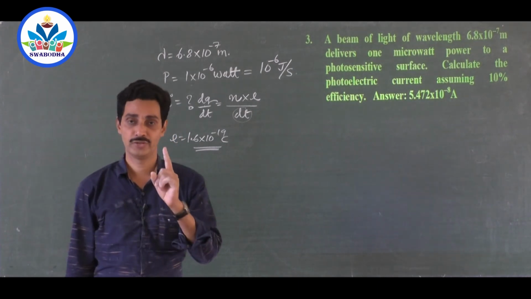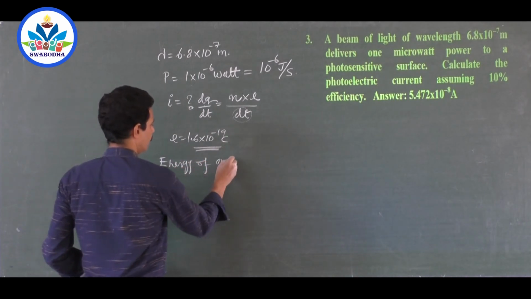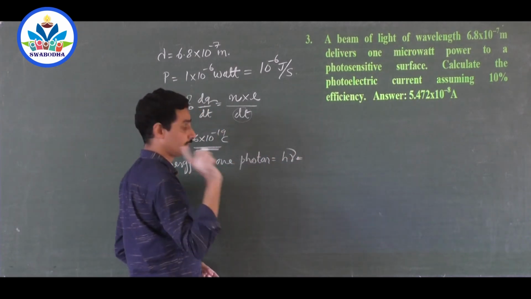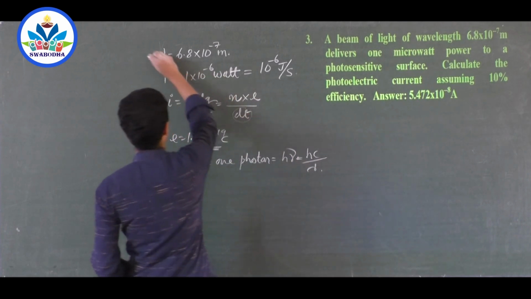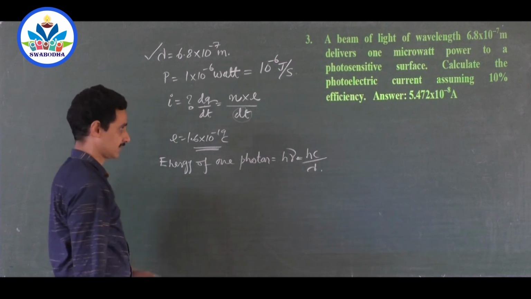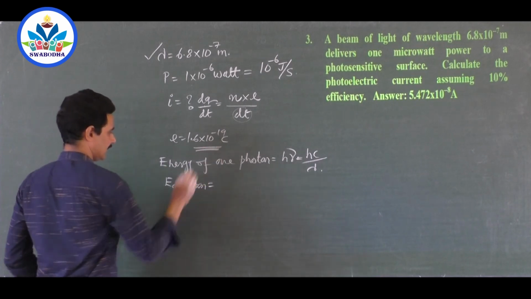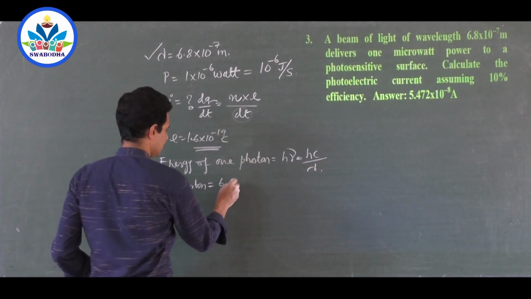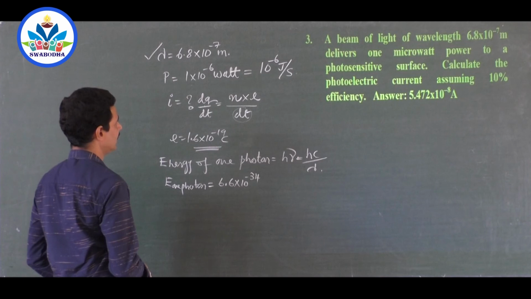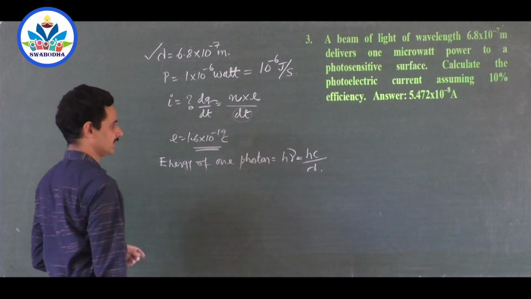What is the energy of one photon? Energy of one photon is equal to h nu. Energy of each photon is h nu or hc by lambda, because lambda is given for us. Shall we calculate what is the energy of one photon? Yes, we will do that first. Energy of one photon is equal to h, 6.6 into 10 to the power minus 34. Or shall we write a formula and then substitute, right? Energy of one photon is hc by lambda.